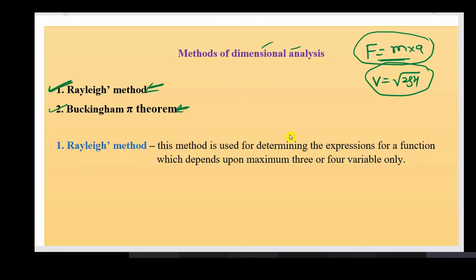What is the Rayleigh method? This method is used for determining expressions, that is equations or functions, which depend upon a maximum of 3 or 4 variables only. For example, I will write what is the meaning of this Rayleigh method. This method is used for determining the expressions. Expressions are nothing but the formulas or equations.